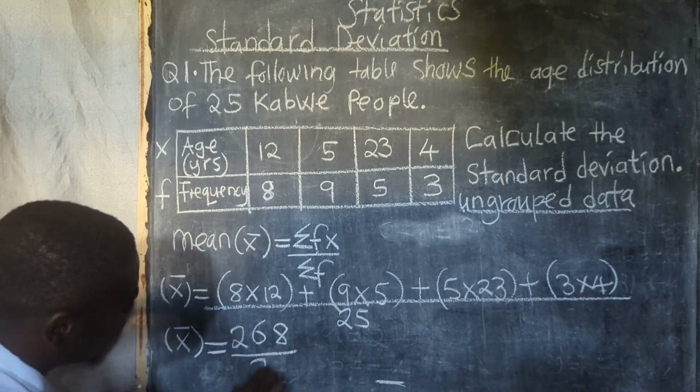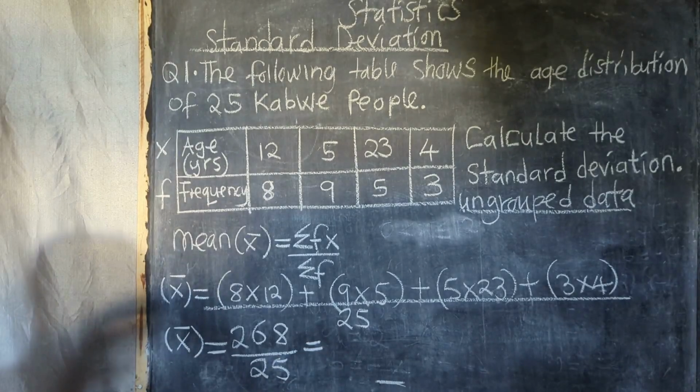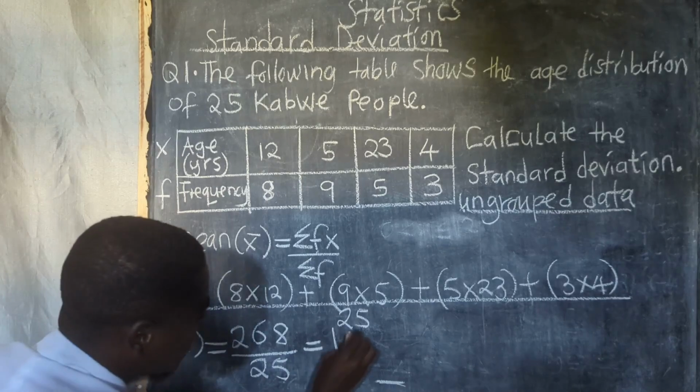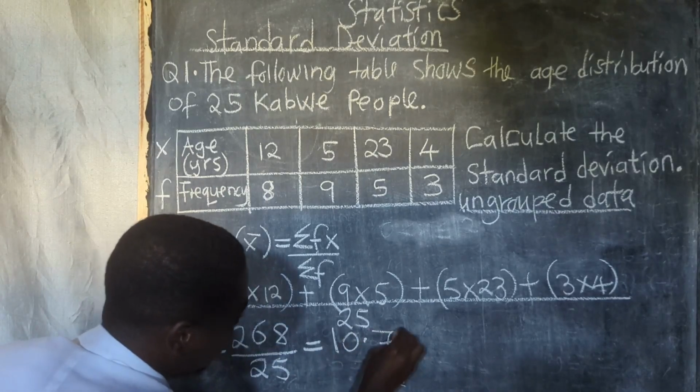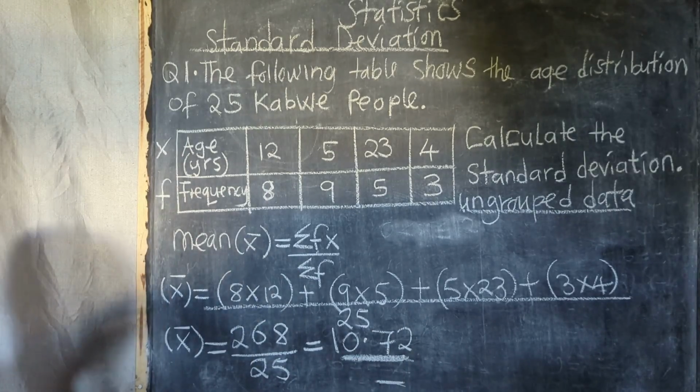Then I divide by 25. You calculate with me. Maybe I made a mistake even in my calculation. So here, what answer am I going to get? The answer there is 10.72. This is the answer I'm getting as my mean. So that is the mean.